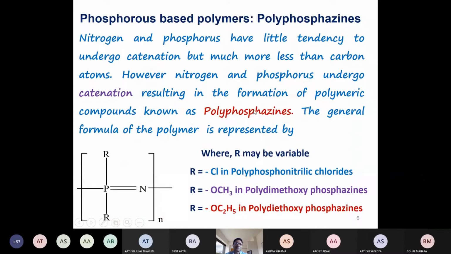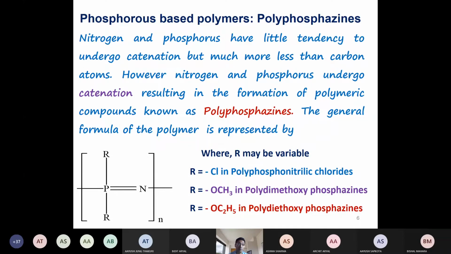And next is the phosphorus-based polymer, the polymers containing phosphorus. Nitrogen and phosphorus have a small tendency to undergo catenation. Catenation means the self-linking property of atoms. For example, carbon combined with the next carbon, carbon combined with the next carbon. In this way, the self-linking property of atoms is known as catenation. But phosphorus and nitrogen have this property, though less than that of carbon atoms. However, nitrogen and phosphorus undergo catenation, resulting in the formation of the polymeric compound known as polyphosphazine.